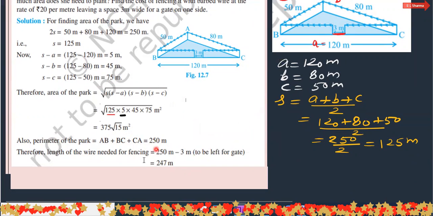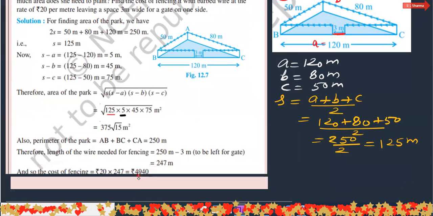ये जो पूरा जो हमें फेंसिंग के लिए जरूरत पड़ेगी वायर की, वो 247 मीटर की जरूरत पड़ेगी. But it is given in the question कि 1 मीटर का जो रुपया लग रहा है, that is ₹20 for 1 meter. So now you multiply 247 by 20 to get the answer.